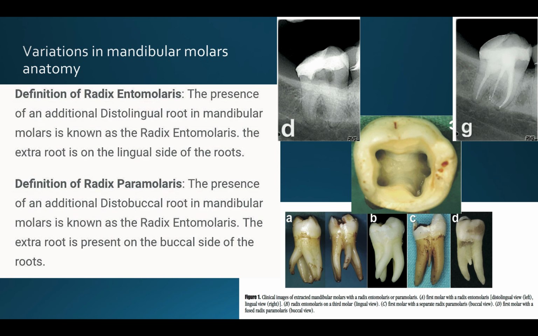Another variation in the anatomy of mandibular molars is what we call an extra root. If an extra third root is located distolingually, then we call it radix entomolaris. This root will be on the distolingual side of the tooth. If the extra root is located on the distobuccal side of the tooth, then we call it radix paramolaris.